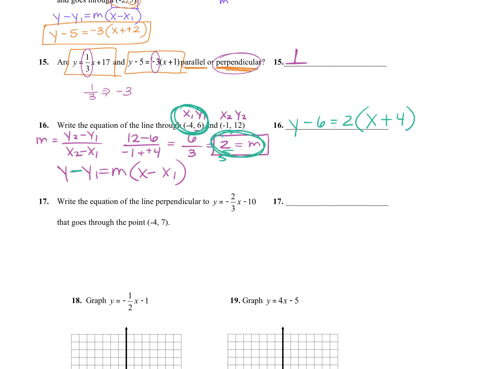Why don't you try number 17 on your own or with your neighbor right now? Write the equation of the line perpendicular to that line, but goes through that point. Try that.